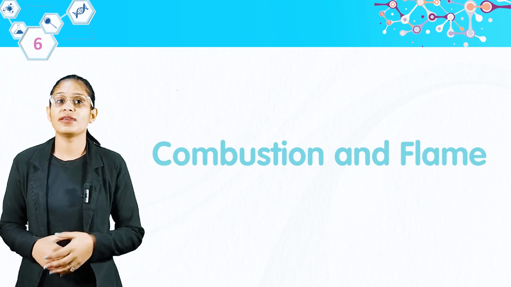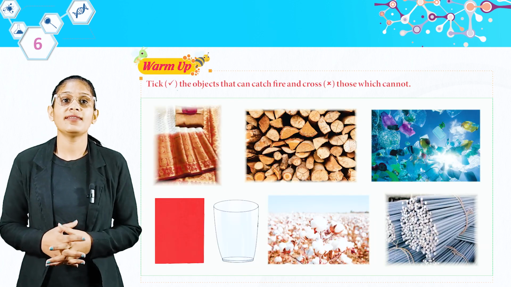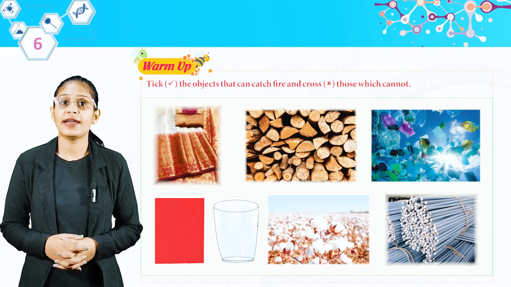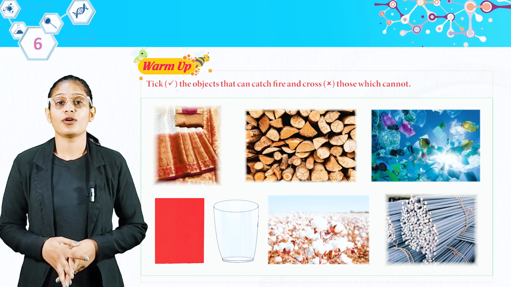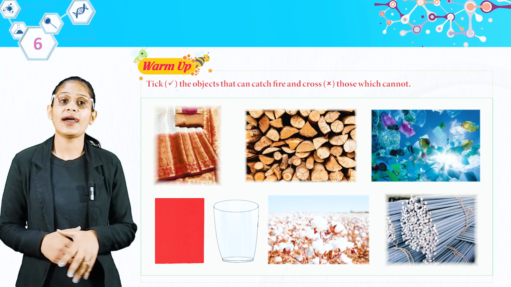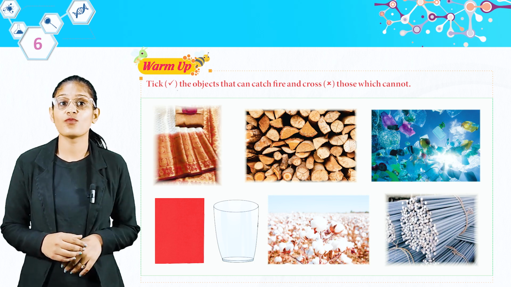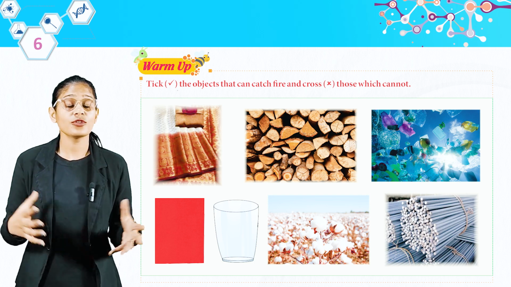Today we are going to discuss Chapter 6, Combustion and Flame. Let's warm up. Tick the right objects that can catch fire and cross those which cannot. So students, look at these pictures. You have to tick the objects which catch fire and cross those which do not.